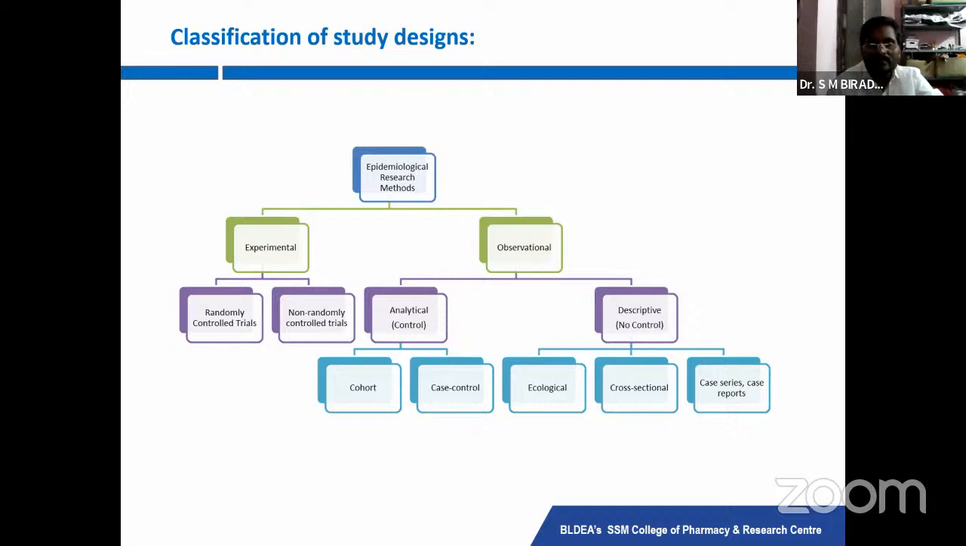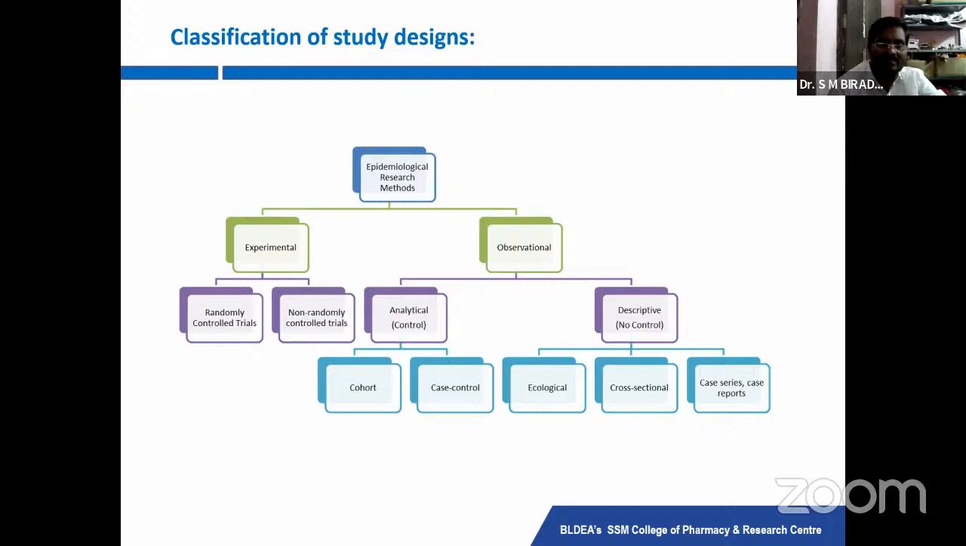And the observational study, again, is classified into analytical and descriptive. Here, descriptive is again classified into ecological study, cross-sectional study, case reports and case series, and analytical is again classified into cohort and case control study. The individual types of clinical study designs we will discuss in further slides. So here, I have shown you one classification of the clinical study designs.